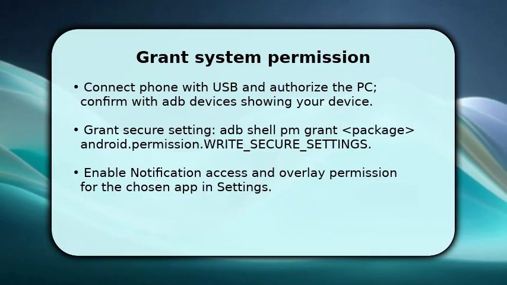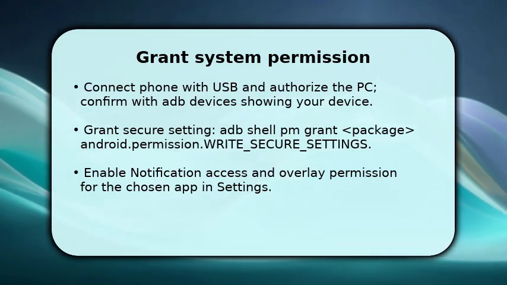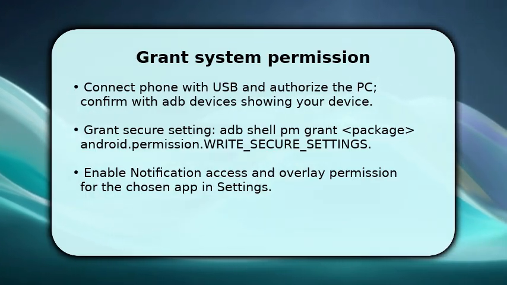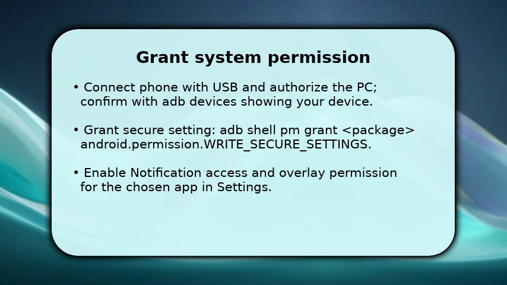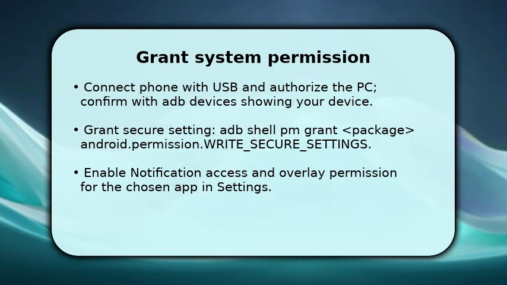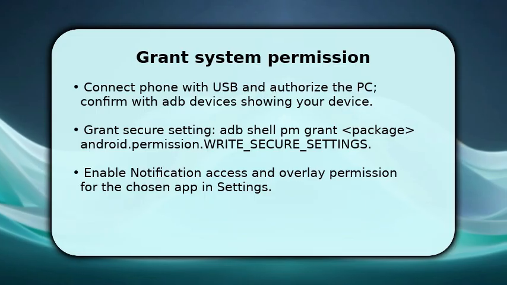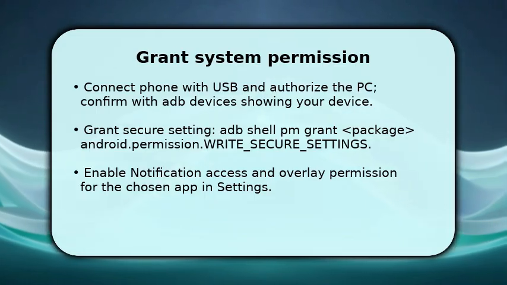After that, go into Settings and enable notification access and draw over other apps for the replacement app so it can display and intercept the shade. Make sure to follow on-screen prompts. Without notification access, the custom drawer cannot show notifications.